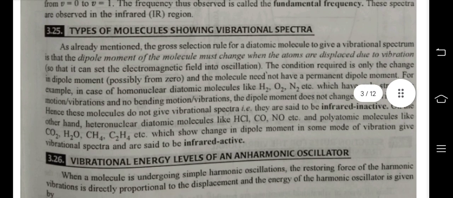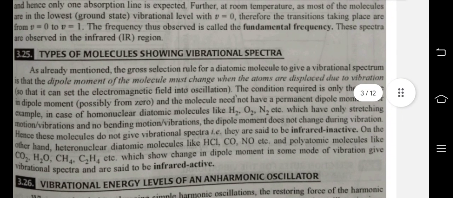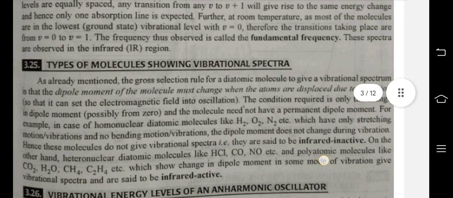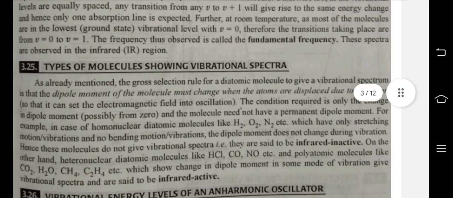Next topic is types of molecules showing vibrational spectra. As already mentioned, the gross selection rule for a diatomic molecule to give a vibrational spectrum is that the dipole moment of the molecule must change when the atoms are displaced due to vibration. The condition required is only the change in dipole moment, and the molecule need not have a permanent dipole moment.